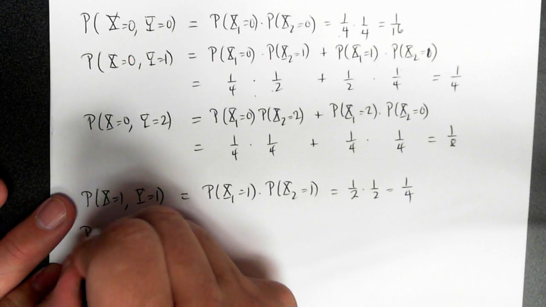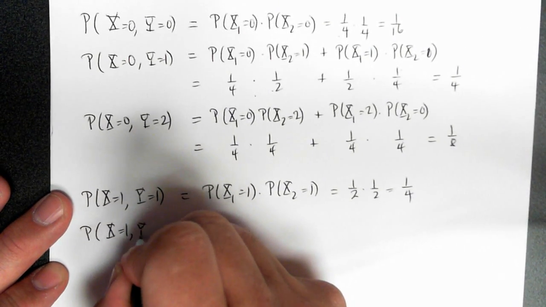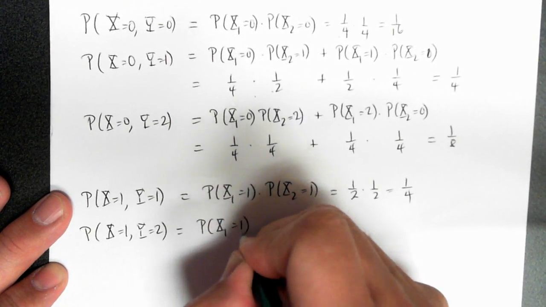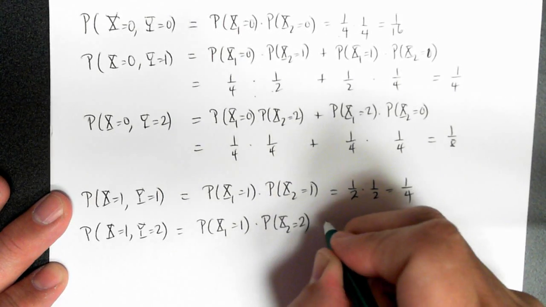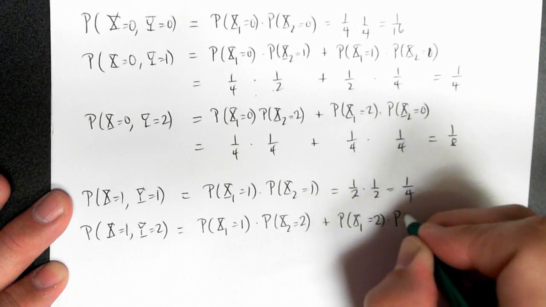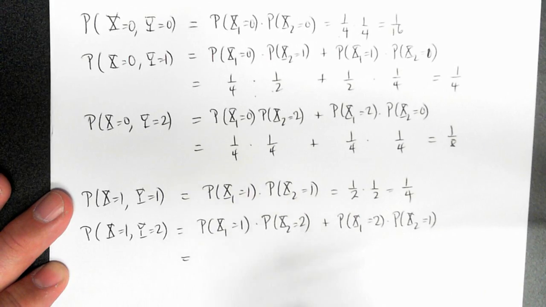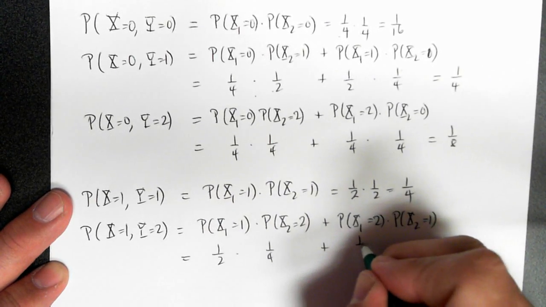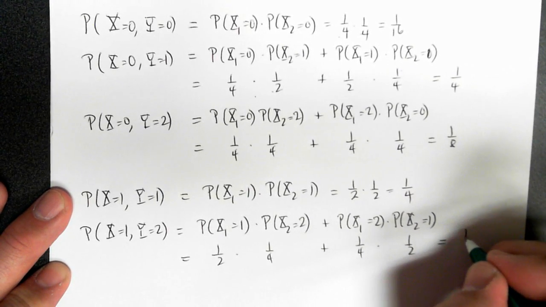The next possibility is that the minimum is 1 and the maximum is 2, and that happens if there's one head from the penny and 2 heads from the quarter. The other way this can happen is if there's 2 heads from the penny and 1 head from the quarter, and the chance of that happening would be 1/2 times a fourth plus a fourth times a half, and so that's equal to 1/4.